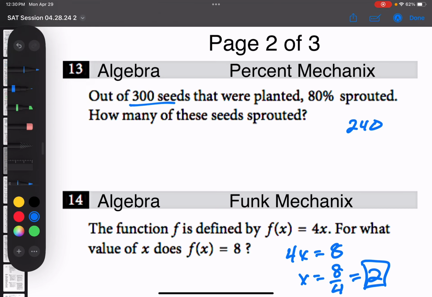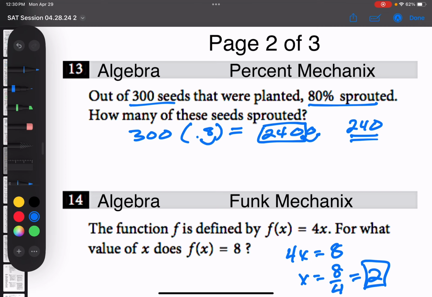So out of 300 seeds that were planted, 80% sprouted. So I got a total of 300 seeds, but only 80%, which is 0.8, sprouted. So what is 0.8 times 300? That's going to be, right? I could do it long here. I got 24. I got a decimal that moves over once, so I moved that over once, so my answer must be 240. If you use your calculator, you're good to go.